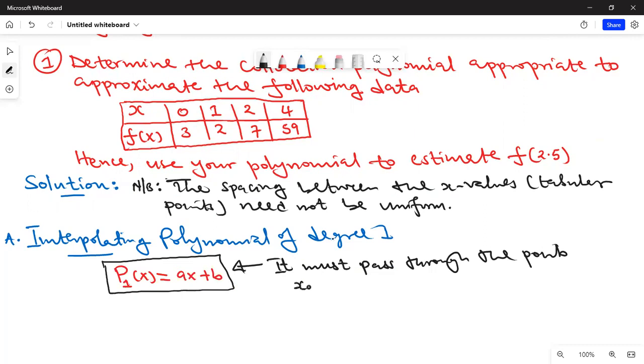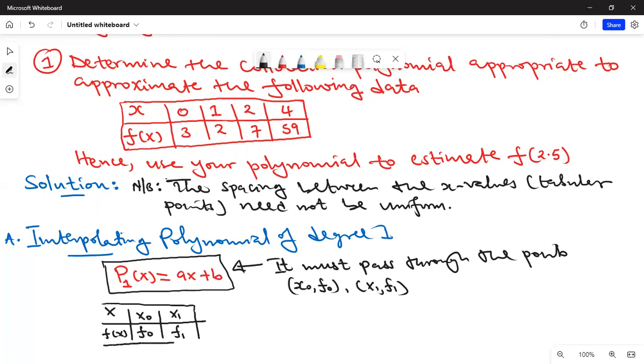Our point is x naught, f naught. Remember, f naught is the same as f of x naught. And another point is x1, f1. If I were to draw the table, it is this one, x values and f of x values, so that here we have x naught, f naught, x1, f1. Remember, it must be of degree 1, so we only need 2 points to be able to come up with such kind of a polynomial. So with this table, we can be able to find the values of a and b.